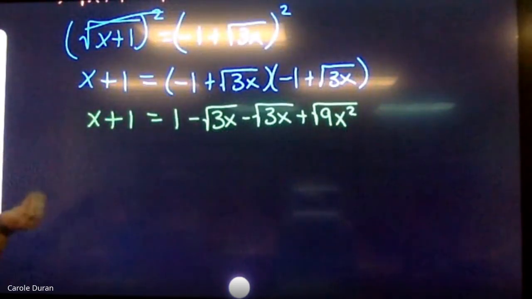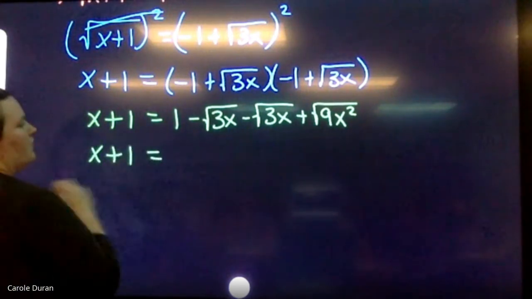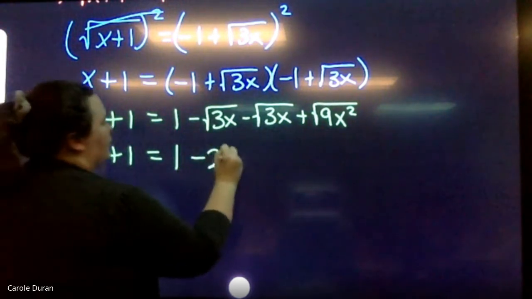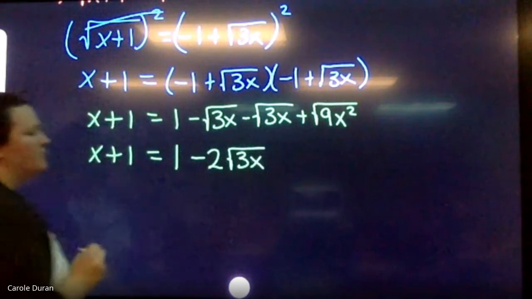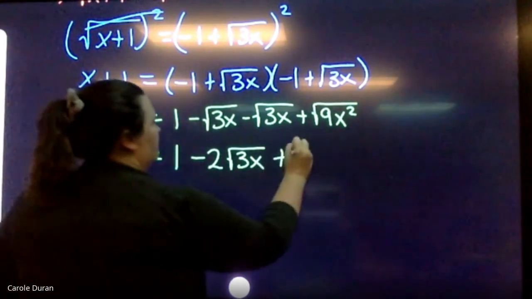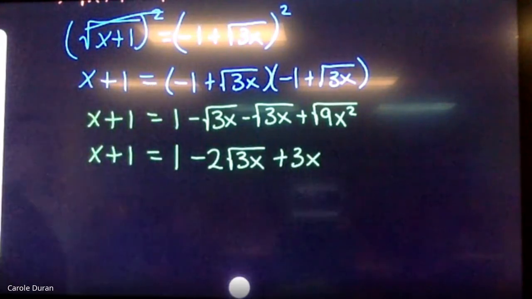Now I need to simplify that right-hand side as much as I can. So -√3x and -√3x become -2 square root of 3x. And then what's the square root of 9x squared? Just 3x. Square root of 9 is 3. Square root of x squared is x. So that is as simplified as I can go on that right-hand side.